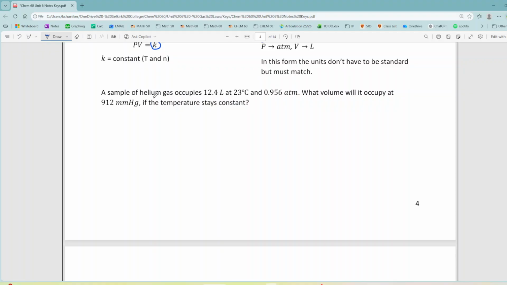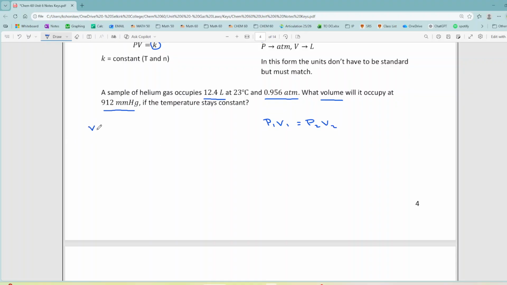So here's an example you'll be asked. A sample of helium gas occupies 12.4 liters at 23 degrees Celsius and 0.956 atmospheres. What volume will it occupy at 912 millimeters of mercury? So we've got a scenario here where our pressure is changing, so our volume will change.